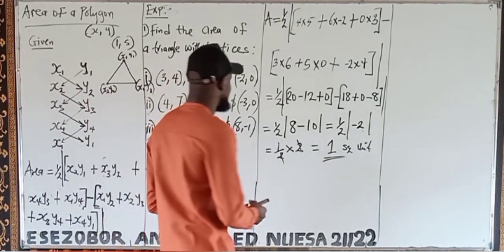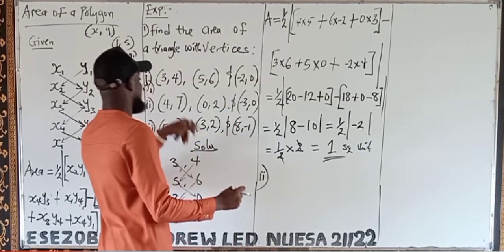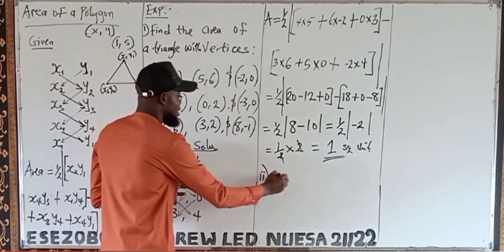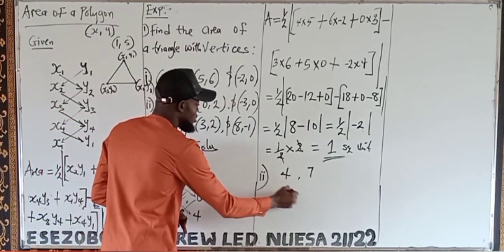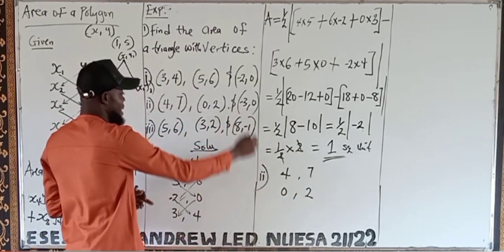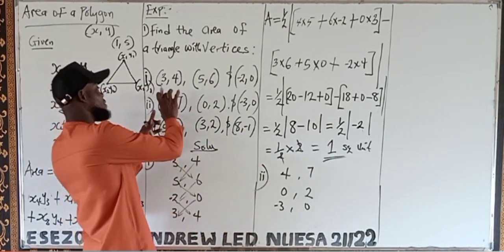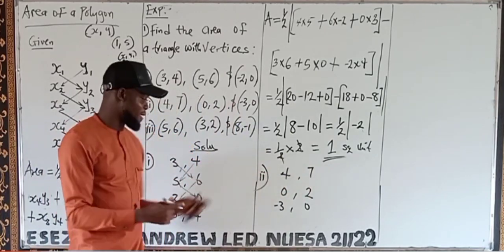Now let's move on to the second triangle, which is this one. Look at the first thing, arrange it properly. We have 4, 7 for this, then we have 0, 2, then we have minus 3, 0. After you have arranged everything, you're going to close it up with the first part. This is what?